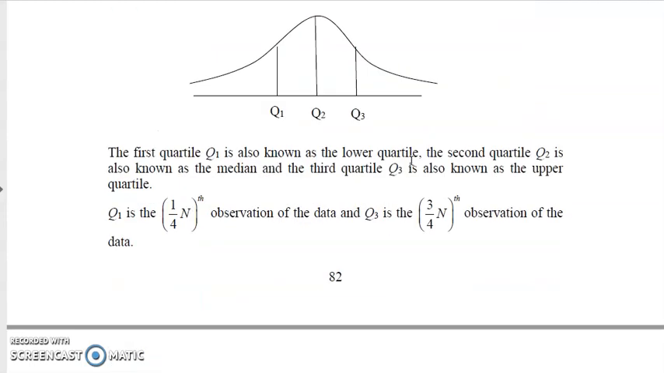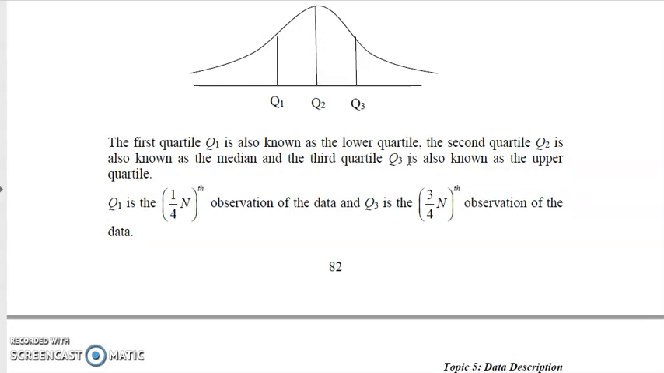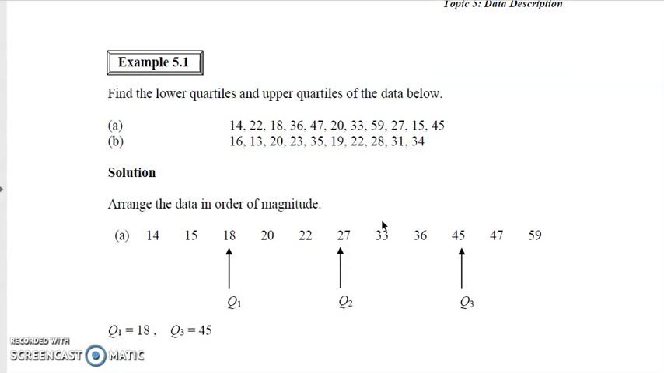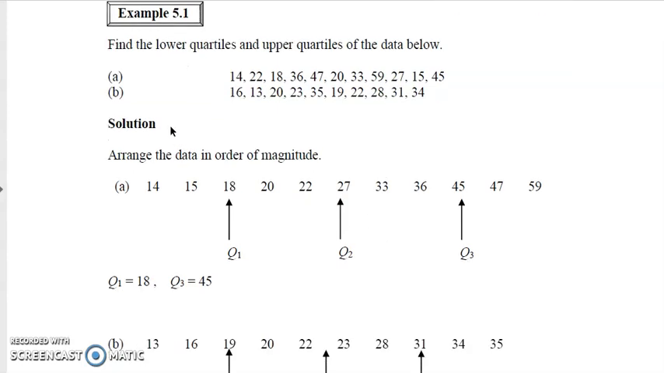Okay, so let's proceed. Quartiles, we will be having Q1, Q2, Q3. Q1 will be having 1 over 4 from our n, and 3 over 4 from our n is our Q3. Okay, so we will have example 5.1 here. Find the lower quartiles and upper quartiles of the data below. Okay, to find the lower and upper quartiles, you need to arrange the data sequentially.